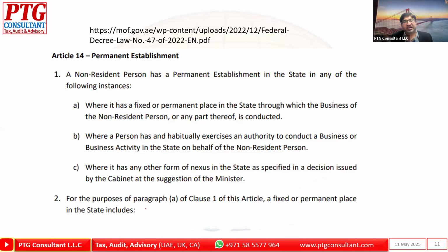This is the screenshot I took from Article 14 of the PE. I added it because when you go through it and read from there, it will give more understanding of what we learned today. We are understanding the fixed place, the state is UAE. Here I'm just adding it for easy understanding. This is the non-resident person, NRP. Here is the PE, this is the PE we are understanding.